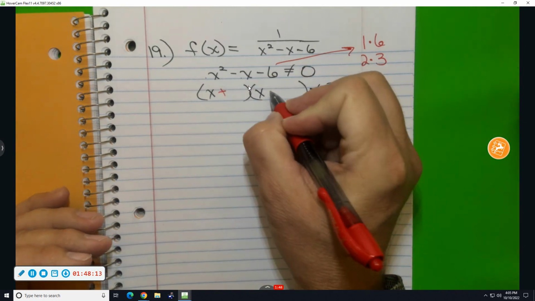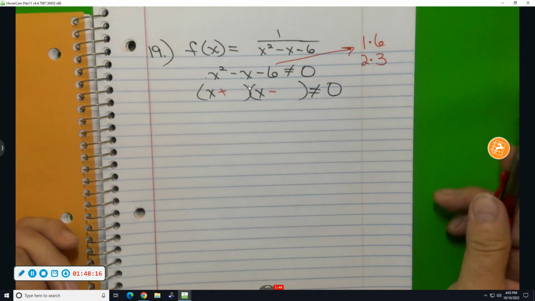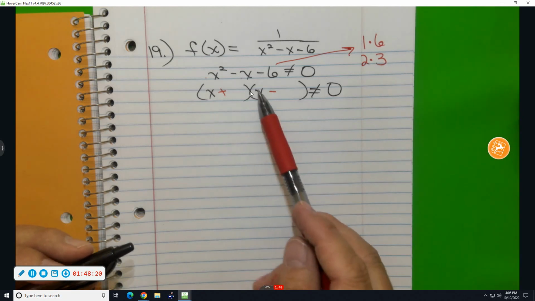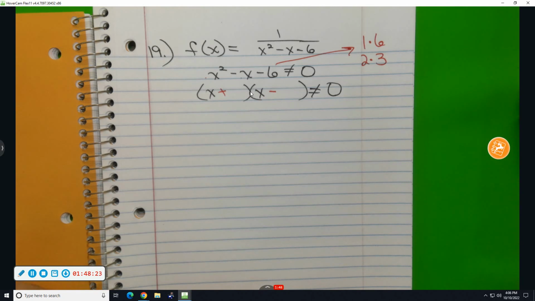I'm going to write it in right there. Where do we put the 2? Where do we put the 3? So that the outer and inner give us back that negative 1x.